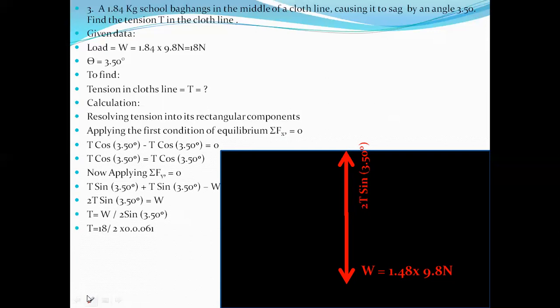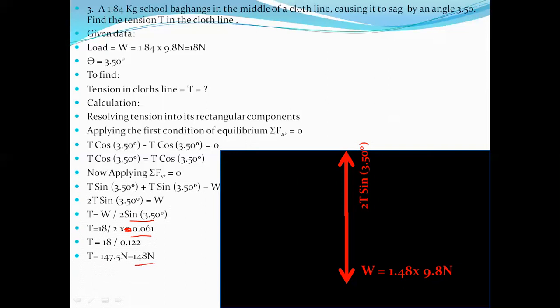So our answer will be W, which is 18, divided by 2 times sine of 3.5, and sine of 3.5 is 0.061. Putting in the values and multiplying, we get 18 divided by 0.122. After dividing, we get T equal to 147.5, or rounding it off, 148 newtons.